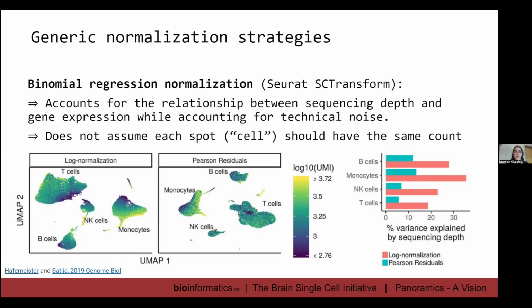So in module 3, we'll be using a sketched approach where we'll be using a training data set and projecting that data and that information back onto your main data set. Currently, that's not really supported by SCTransform. So depending on what your downstream analyses are going to be, you have to consider that as well.